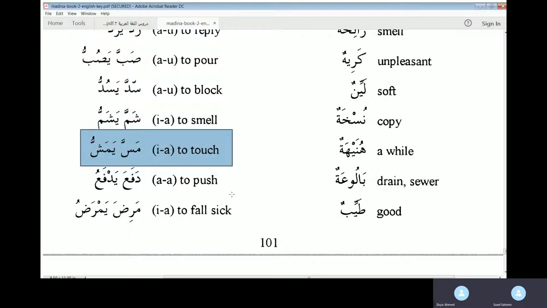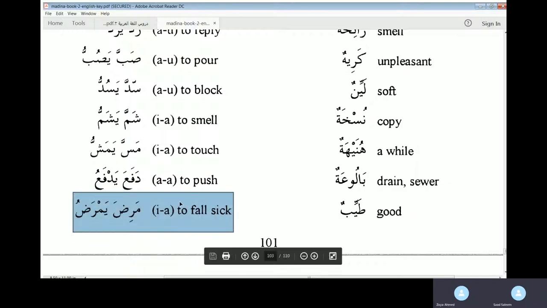Massa yamassu, to touch. Dafa'a yadfa'u, to push. Marida yamrazu, to fall sick.